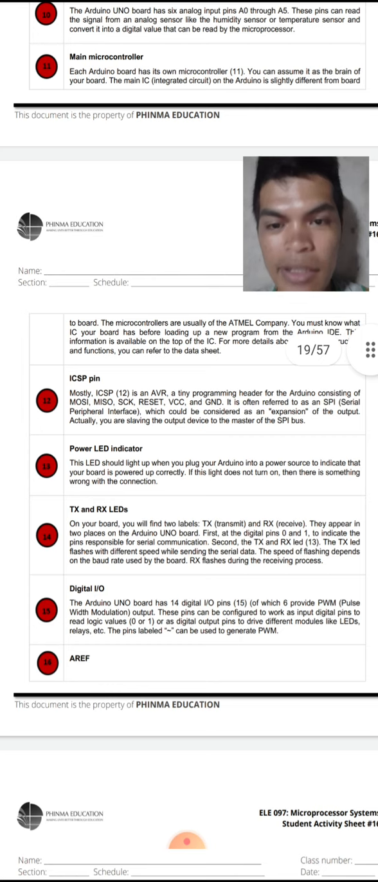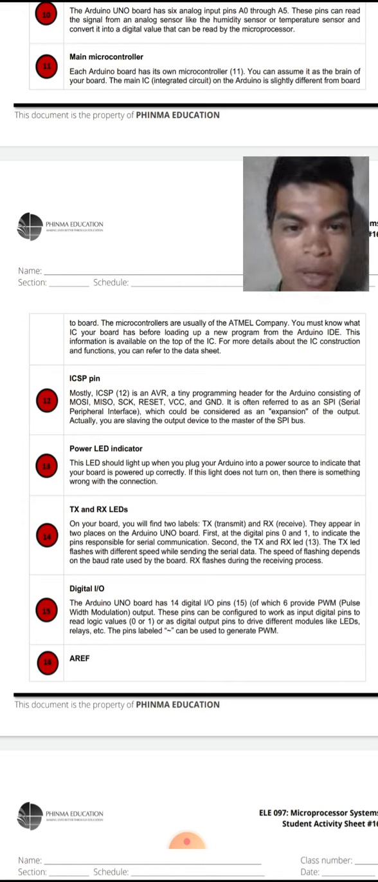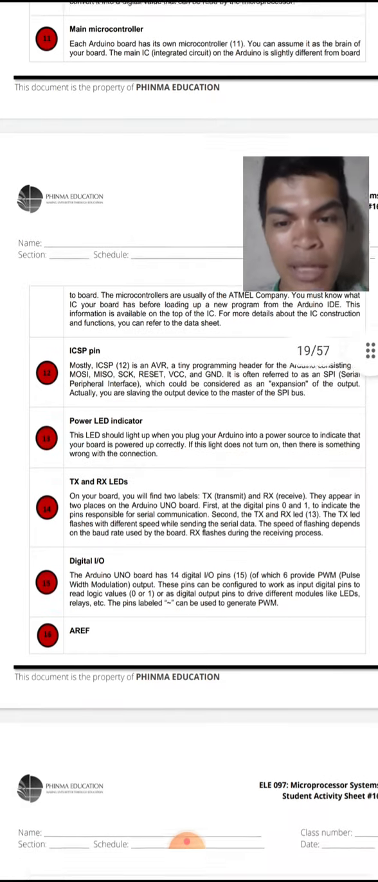Number 12, ICSP pin. ICSP is an AVR in-circuit serial programming header for the Arduino, consisting of MOSI, MISO, SCK, Reset, VCC, and GND. It is often referred to as SPI, or Serial Peripheral Interface, which could be considered as an expansion of the output. Actually, you can slave the output device to the master of the SPI bus.